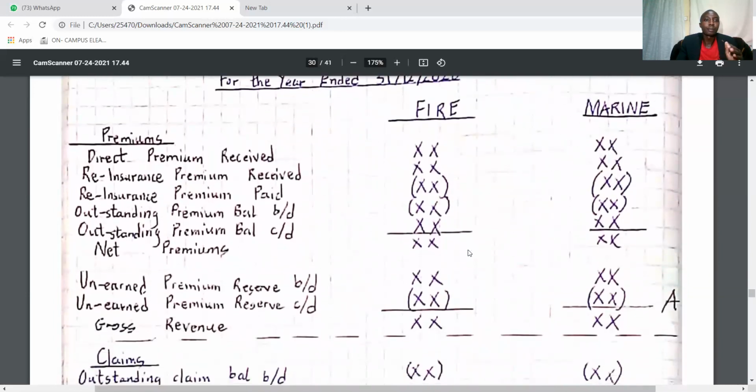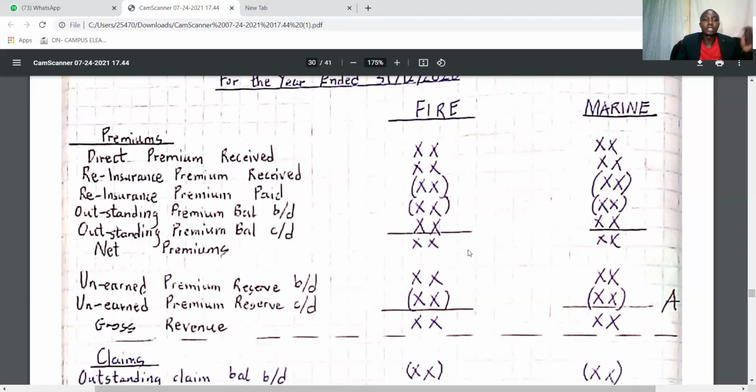So you start from the premium. Let's say the insured had insured his assets against fire or marine. It would depend on the question which was given, so you can find it was against marine or fire. You start from premiums, so you start from the direct premium received. These are the normal premiums they receive from the insured. Remember that these are the books of the insurance firm, so the direct premium received makes up the major part of the income.